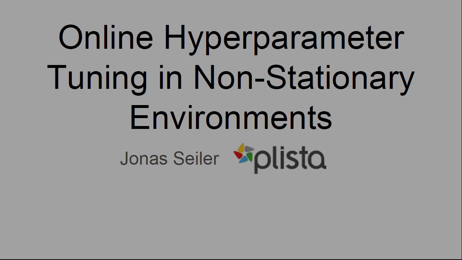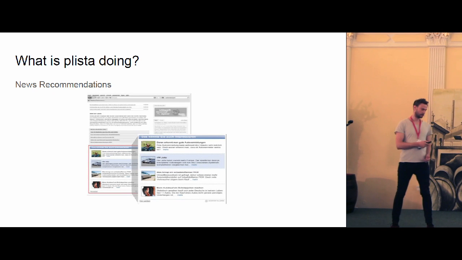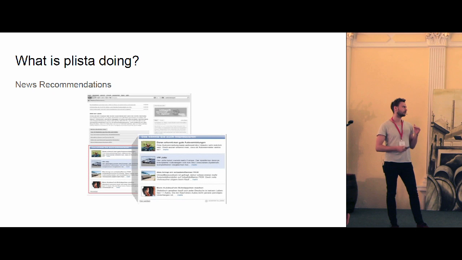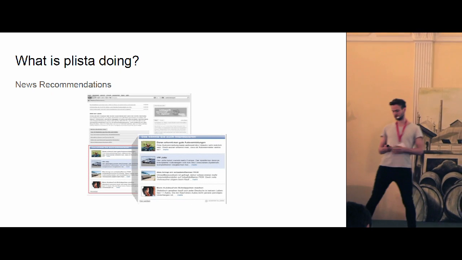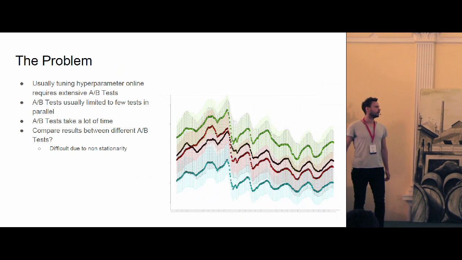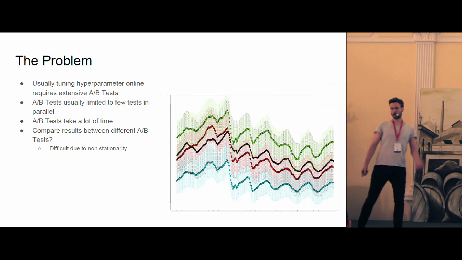As mentioned, Plista is doing news article recommendations. When you read an article, below it we present other articles you might be interested in, and we also put some ads in between so we earn some money. But today I want to talk about hyperparameter optimization, and so what's actually the problem?